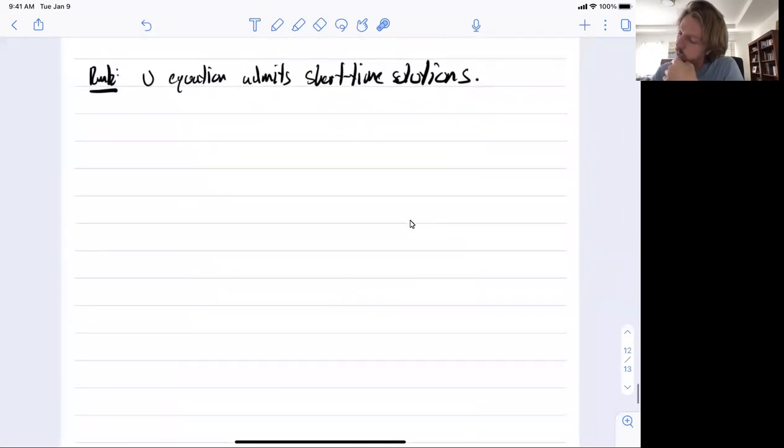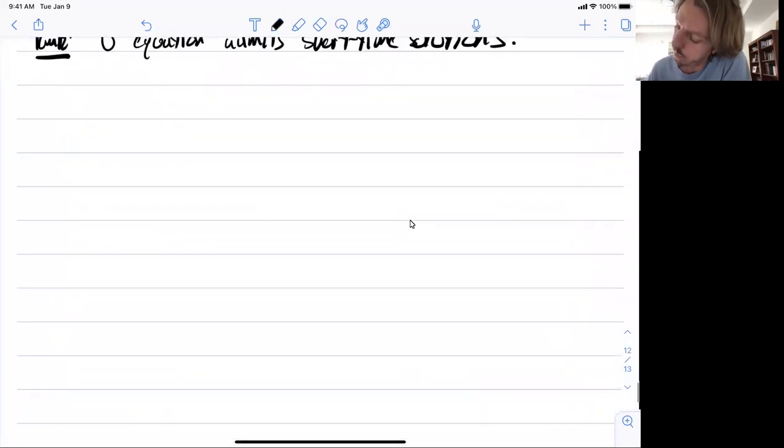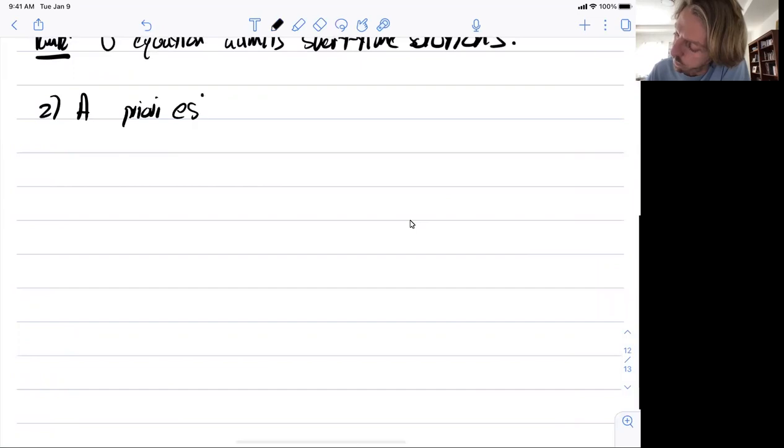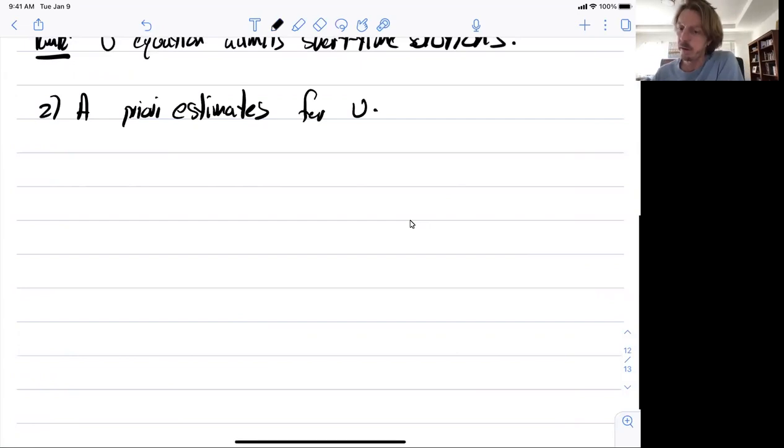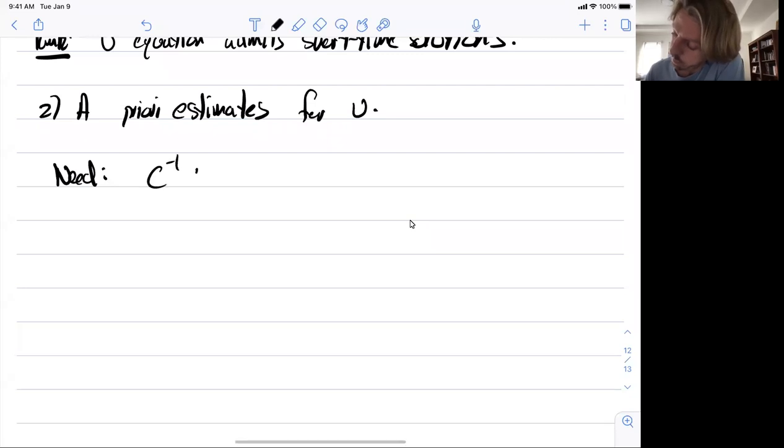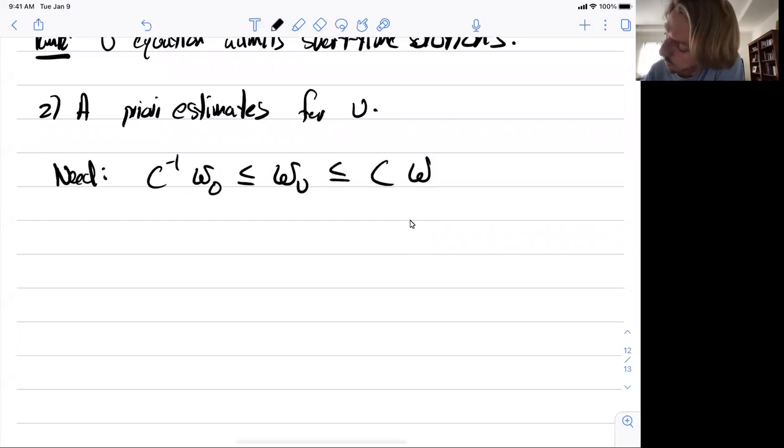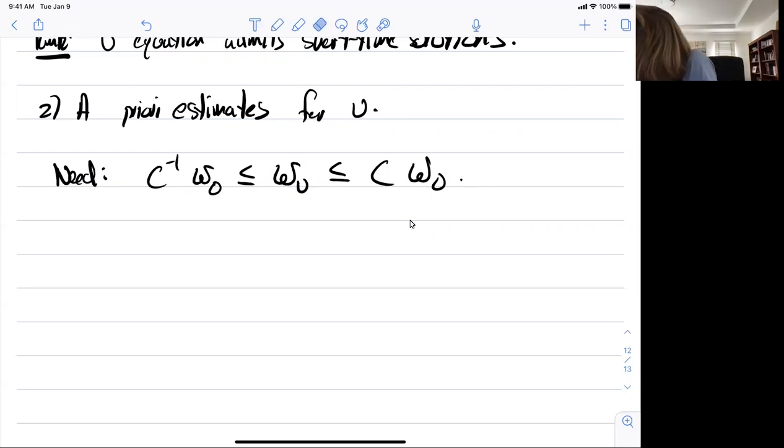Okay. So step two, really what's going on in the proof, is we need a priori estimates for U. Okay. So what is it that we need? At the very least, we need the time-dependent metric to be bounded between two background metrics. Sorry, my notation is getting a little sloppy. Maybe I try to be more careful.